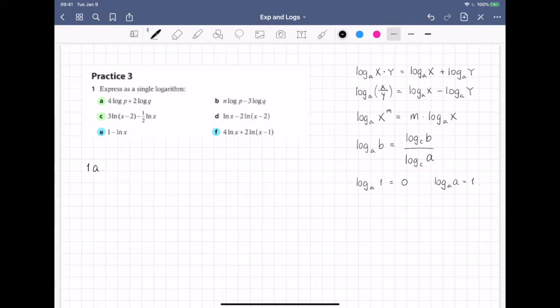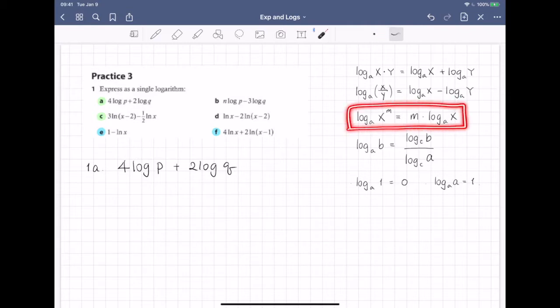So number one, express as a single logarithm. So I'm going to do that using the log rules. 4 log base 10 of p plus 2 log base 10 of q. Remember that if there's nothing written as a base, that's base 10. So I see that I can use this log rule here because the m is multiplied in front and it's going to go as the exponent of x, right?